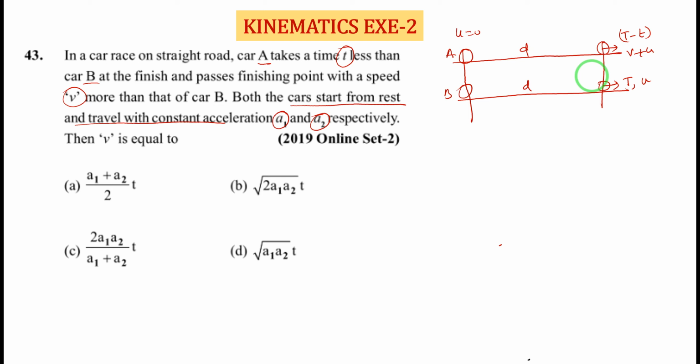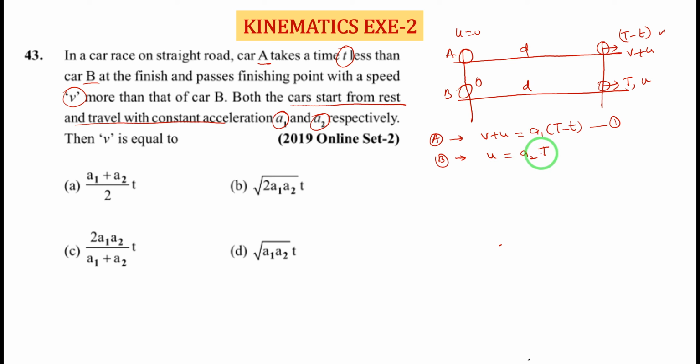So we have to make a relation, one of velocity and another of time, right? So we can use the formula v equals u plus at. So for A, what equation do we write? Final velocity v plus u equals 0 plus at, so a1 into capital T minus small t. What am I using? v equals u plus at. Okay, equation number 1. Likewise for B, final velocity u equals initial velocity 0 plus a2 into capital T.